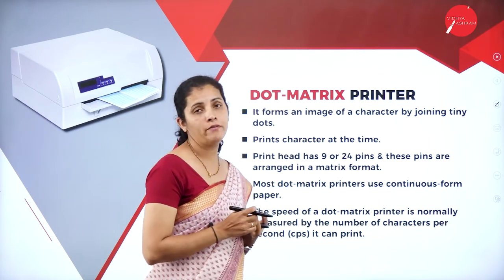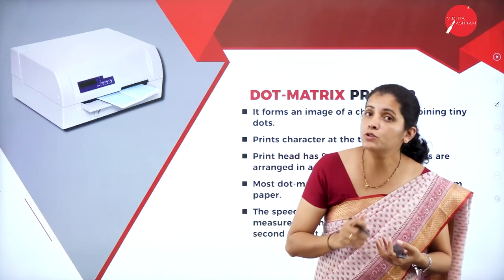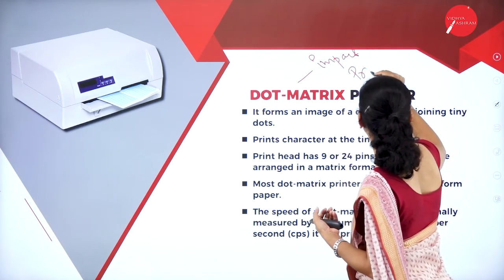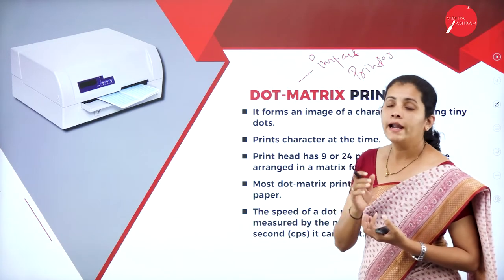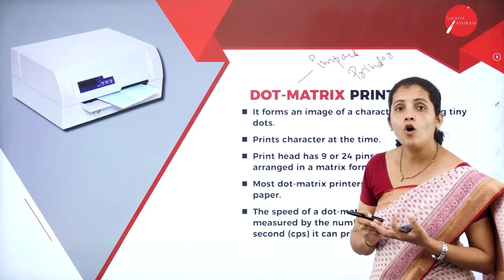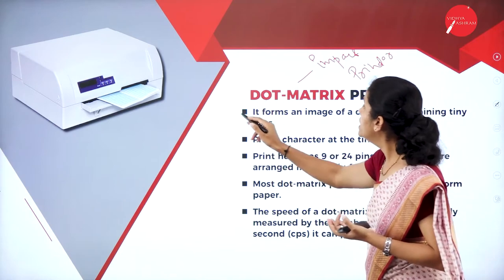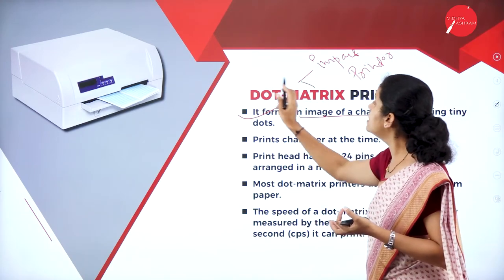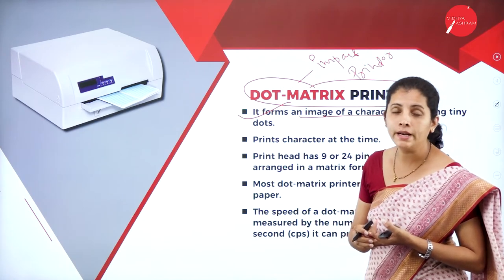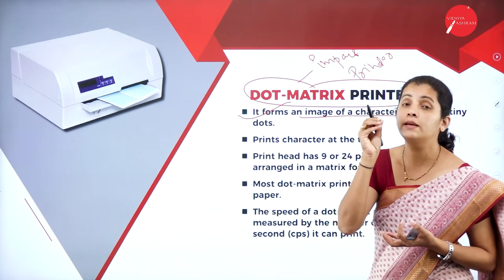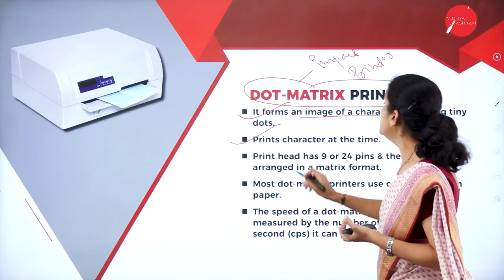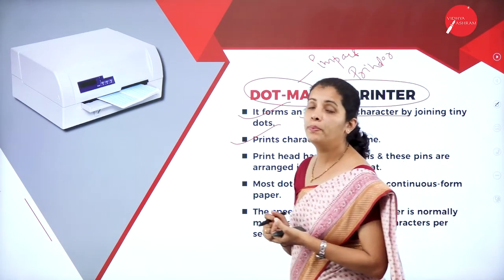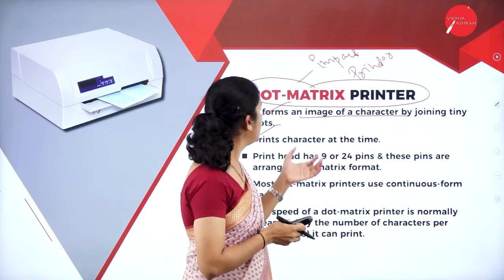Moving further, I'm going to cover the dot matrix printer. This is also an example of an impact printer. And here the characters are formed in the form of tiny dots. So it forms an image of a character by joining tiny dots. The name itself indicates that the characters are printed with the help of small, tiny dots. Here it prints one character at a time. That means dot matrix printers are capable of printing one character at a time.